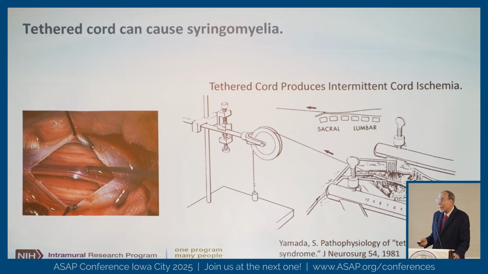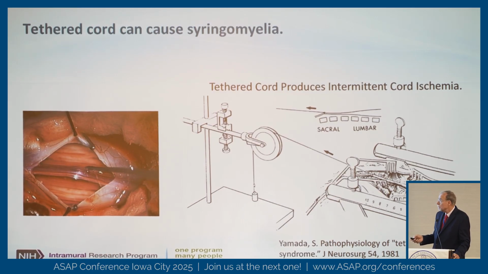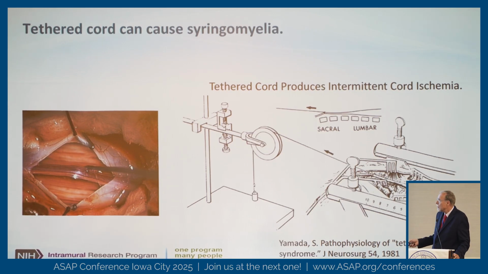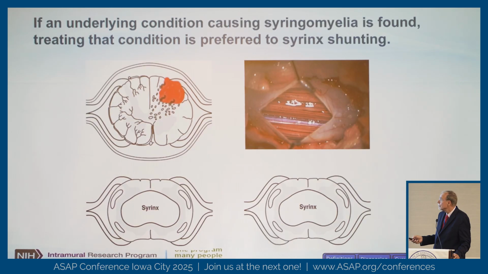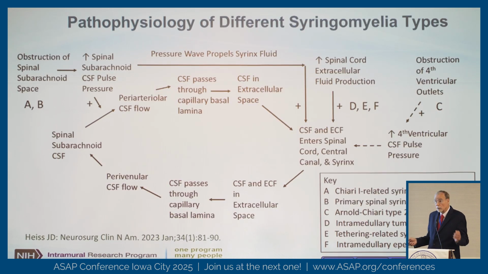Another type of condition that can cause syringomyelia, not an idiopathic syrinx, is tethered cord. If you have a tethered filum, it pulls on the end of the spinal cord. Every time you move, you sort of stretch the end of your spinal cord. And this generally causes a syrinx at the lowest part of the spinal cord. So if you untether the spinal cord, that will treat it.